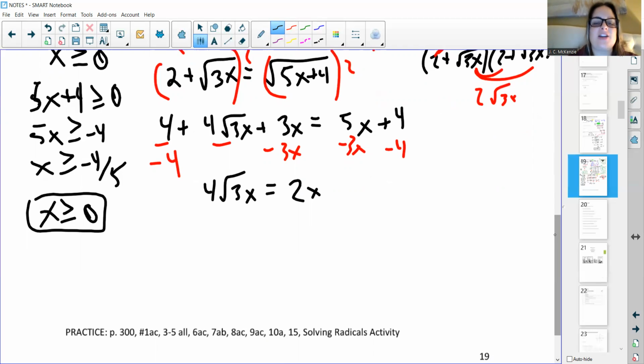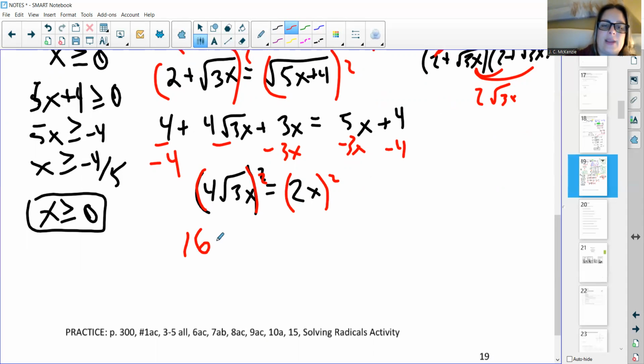Okay, so I could divide by 4 and then square everything, but then I'd have to deal with fractions. So I'm just going to square both sides now. I meant that to be red. I'm writing with my finger, so I'm not the best at that. All right, so I'm going to square both sides. So that 4 gets squared, and then that square root 3x gets squared, which just breaks it out. And then, of course, this 2x gets squared as well, so it becomes 4x squared.